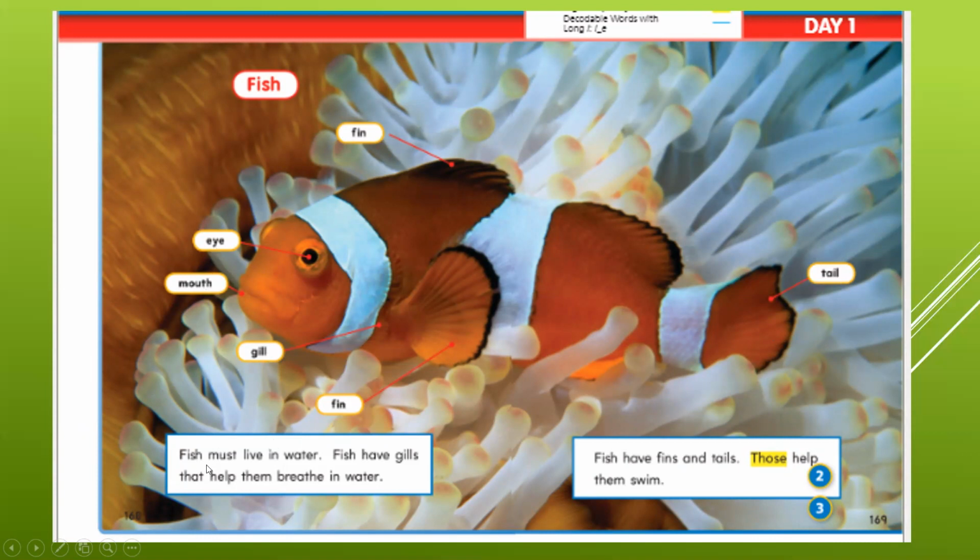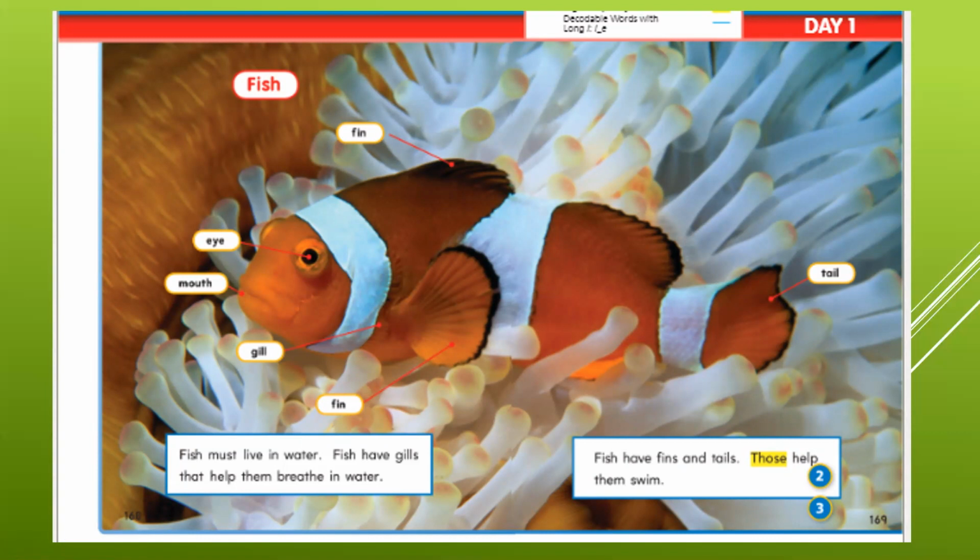Let's read together. Fish must live in the water. We cannot find fish out of the water. This is number 1. Fish have gills. Fish is also plural and singular at the same time. Okay? Fish have gills. What's the meaning of gills? Or what's the importance or the function of gills?